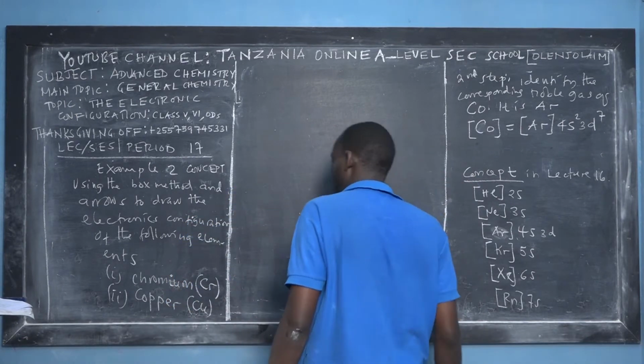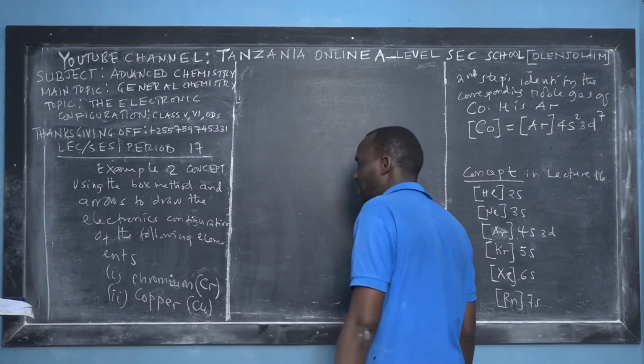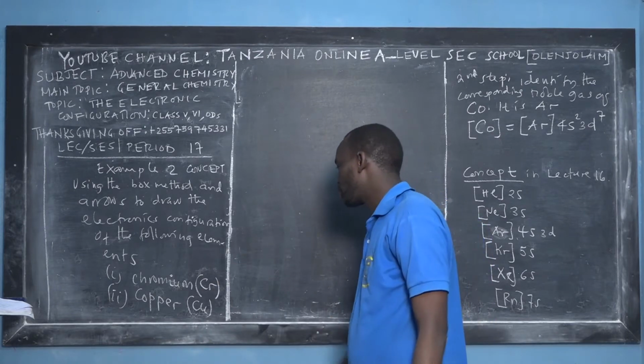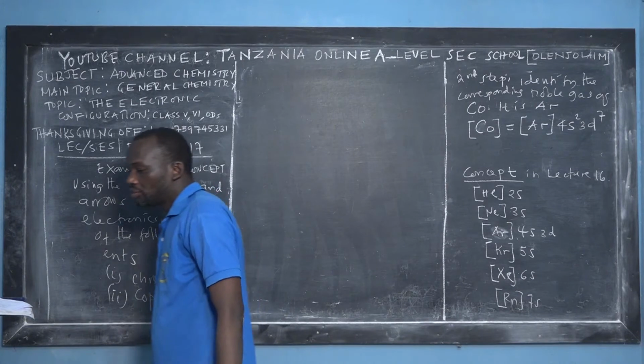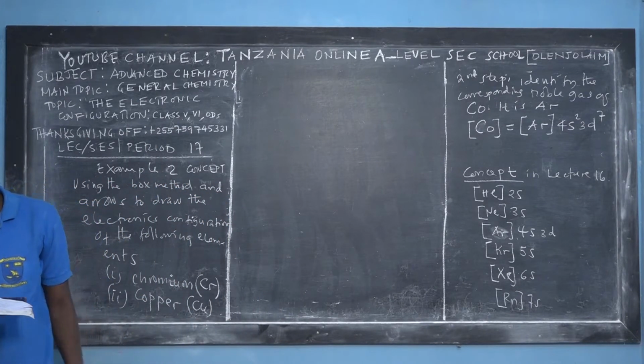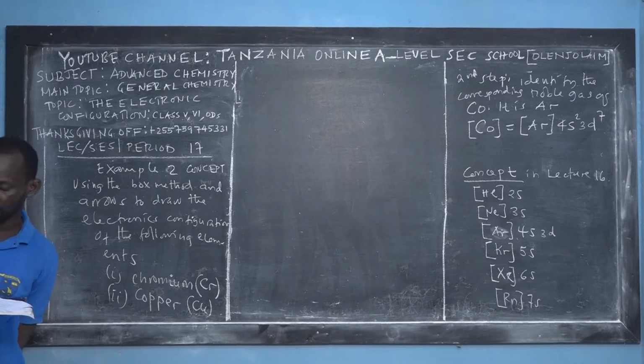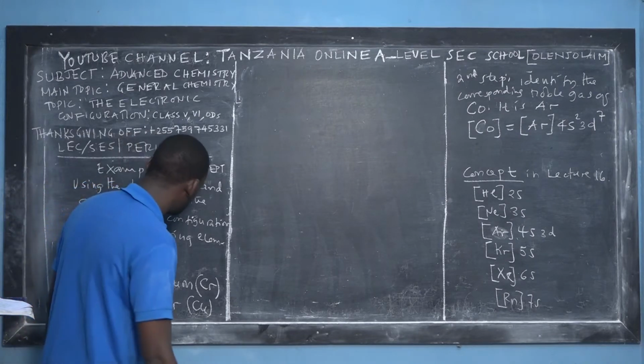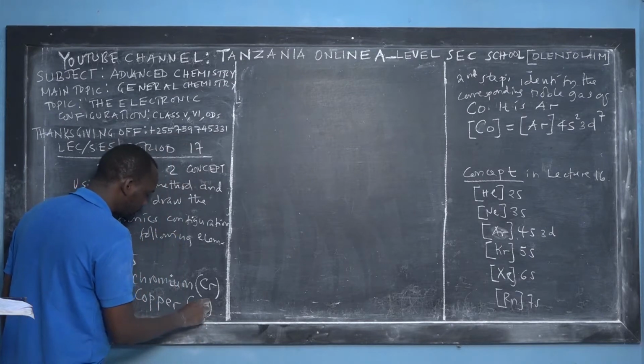Good. Okay. So you will be given so many elements, 2 elements: chromium and copper. So I would like to leave one as your homework, and you have to be careful when you are writing this electron configuration because it is a little bit tricky. So do it for copper, and you have to take care.